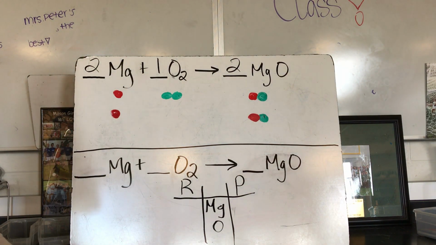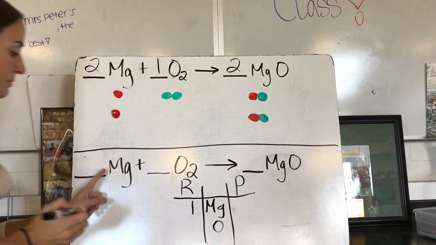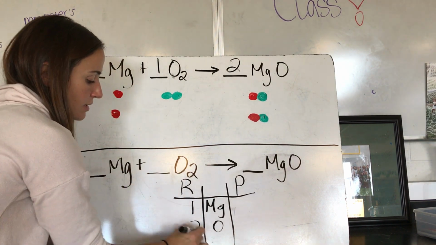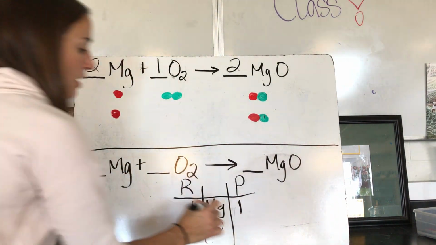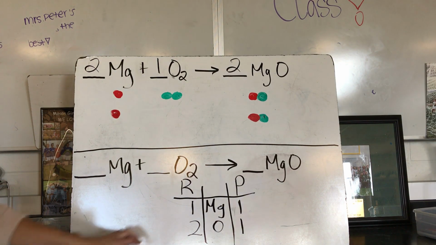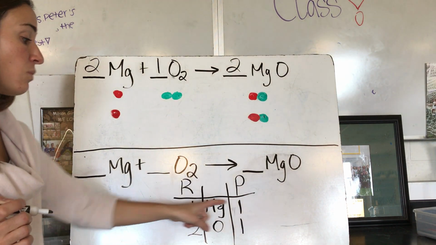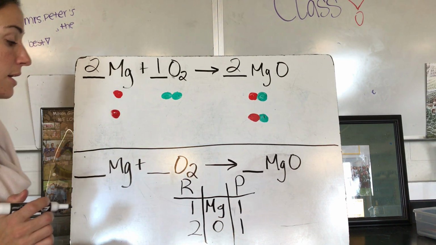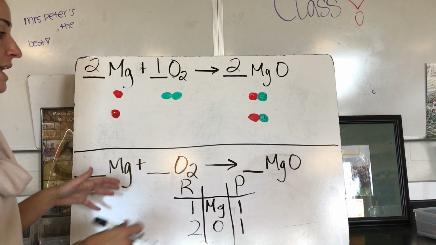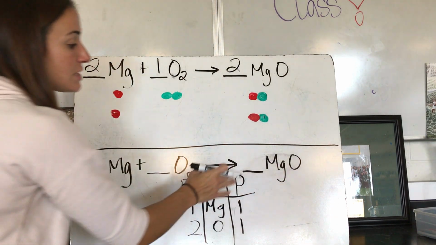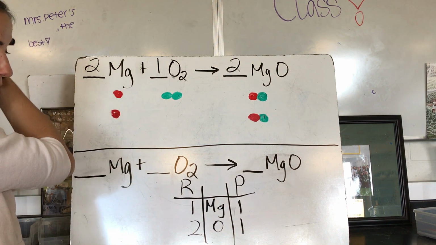So now the next step is counting the number of atoms. I'm counting 1 magnesium over here, 2 oxygen over here, 1 magnesium over here, 1 oxygen over here. Just by looking at the checklist alone, you can see that we're not balanced. 1 and 1 is balanced, but 2 and 1 is not. So we have to change oxygen somehow. Again, we can't change what's in the compound. We can just change the amount of the compound that we have. So we can change the coefficient.